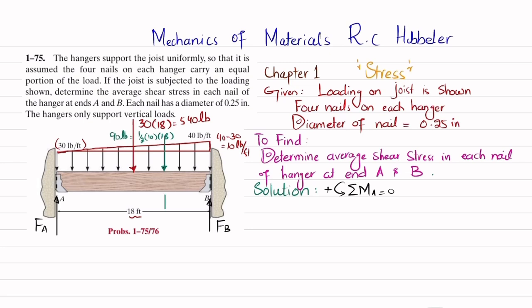And what about its location? Its location from point B will be L by 3. L is 18, so 18 by 3 is equal to 6 feet from end B. So this distance will be 6 feet. And what about this uniformly distributed load? It will act at the half, so this distance will be equal to 18 divided by 2, which is equal to 9 feet.